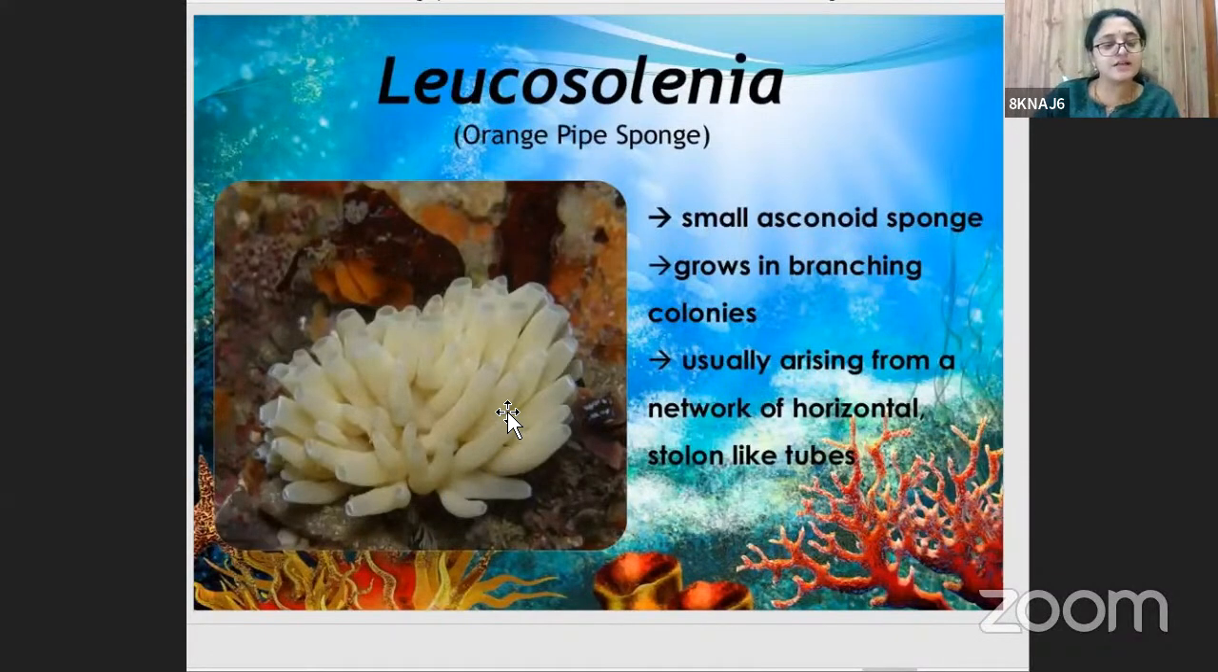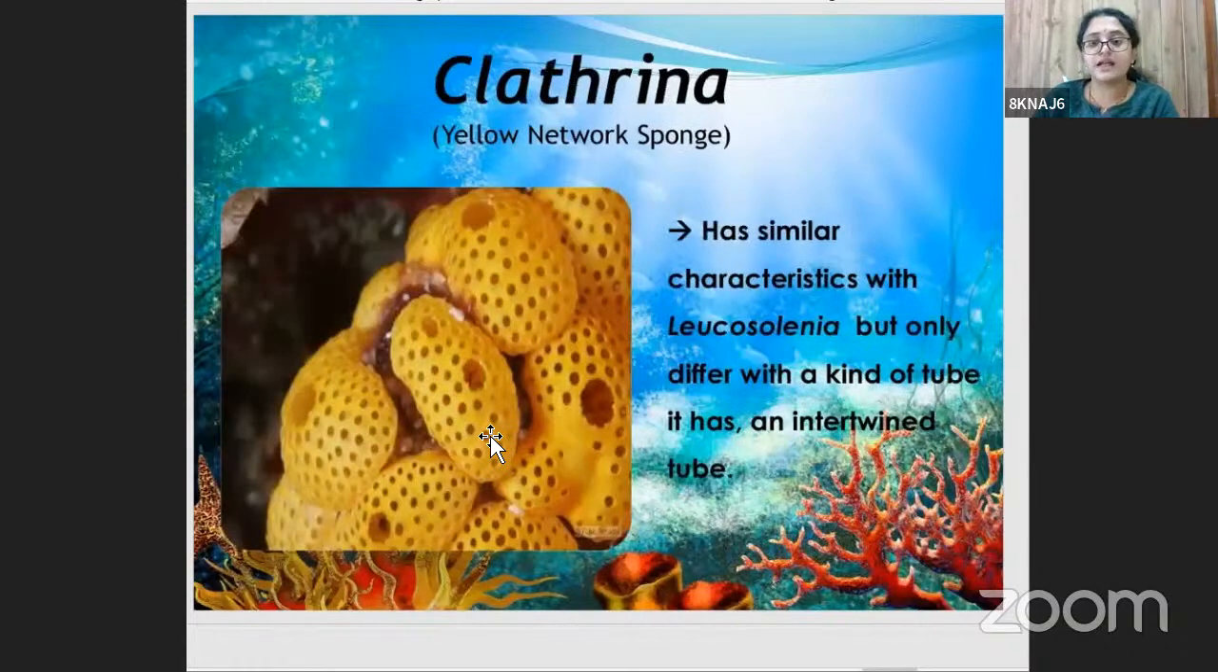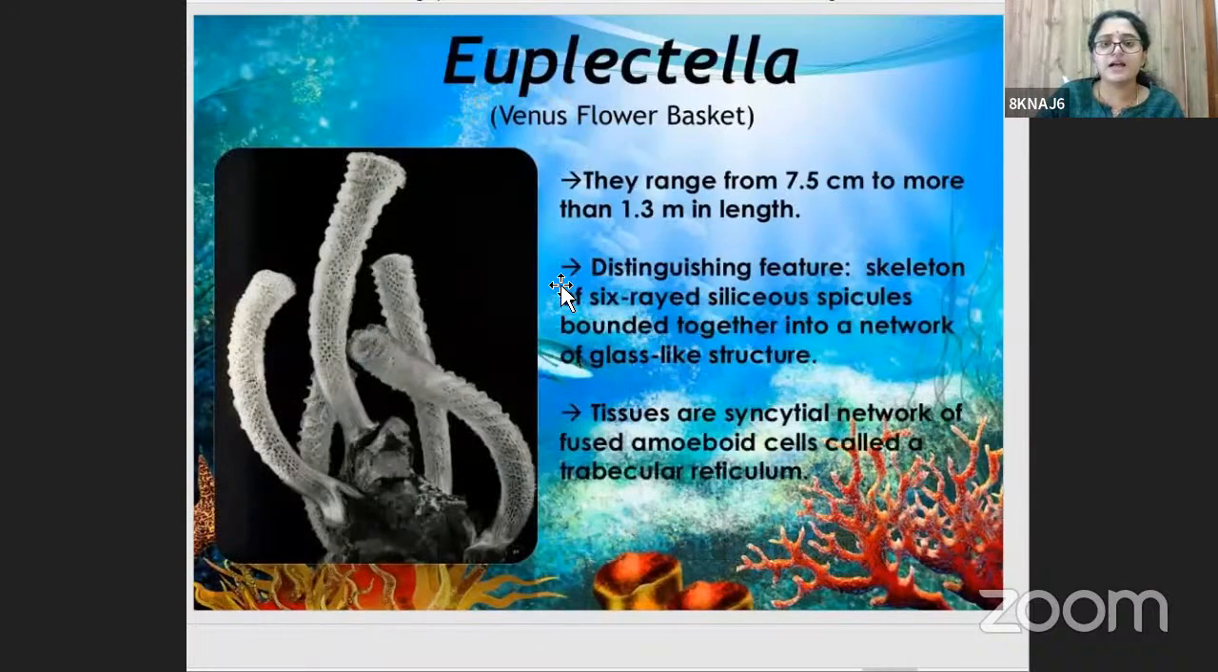This belongs to class Calcarea only, in fact. This is Clathrina. Clathrina belongs to the class Calcarea. See such beautiful sponges, in fact. See such a lovely picture, in fact. Glass sponges. This is the Euplectella, which is known as the Venus flower basket.